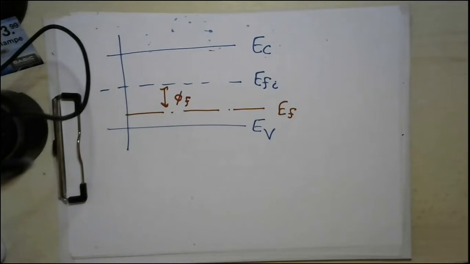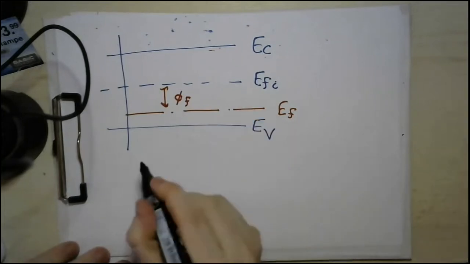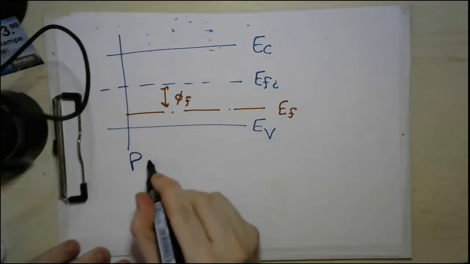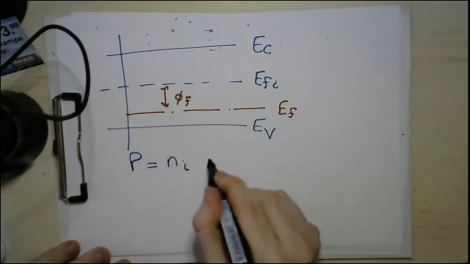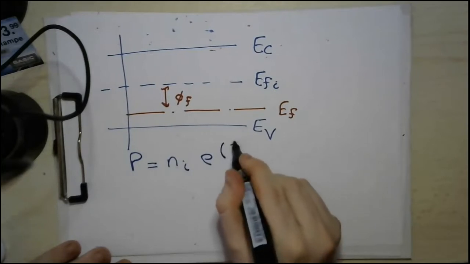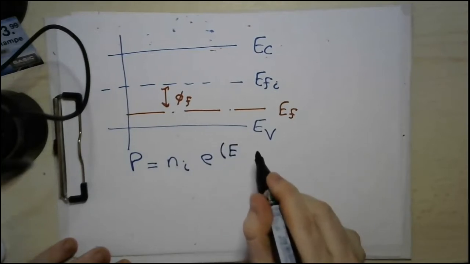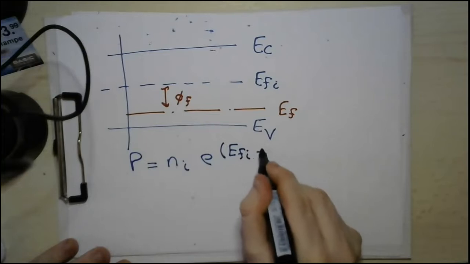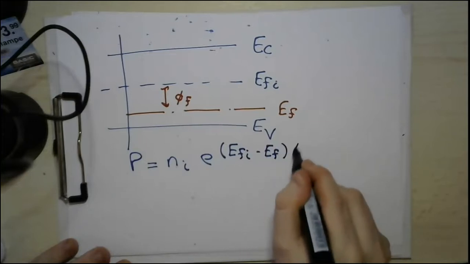If you remember, we have a relation to say that p, the number of holes, equals Ni e to the power (EFI minus EF) over KT.